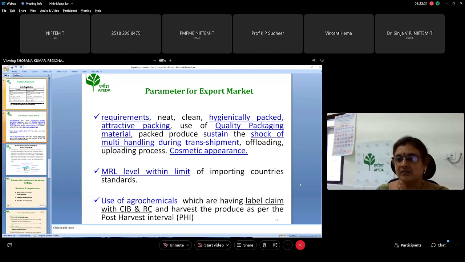The list of labs recognized by APEDA for export of particular products is given on our website. The products have to be tested in those labs only, and the test results have to be clear of MRLs. The labs have to certify that the product tested for export to that specific country meets the maximum residue level within the limit of that particular country. And the chemicals that farmers or producers use should have a label claim with the Central Insecticide Board, CIBRC, under the Government of India. On their website they have clearly given the chemicals that can be used and those that cannot be used. They have to check before using them on agriculture produce.